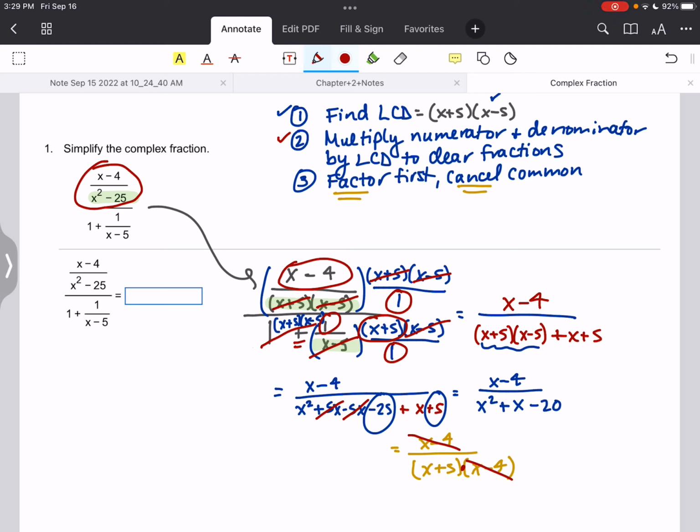Now, I do have just an x plus 5 left, but my final answer isn't x plus 5. If you just type that in, that's incorrect. Note that x plus 5 is in the denominator. Okay, it's in the denominator, so my answer is in the denominator as well. Because my numerator is blank, I'll fill it with a 1. So my final answer is 1 over x plus 5.